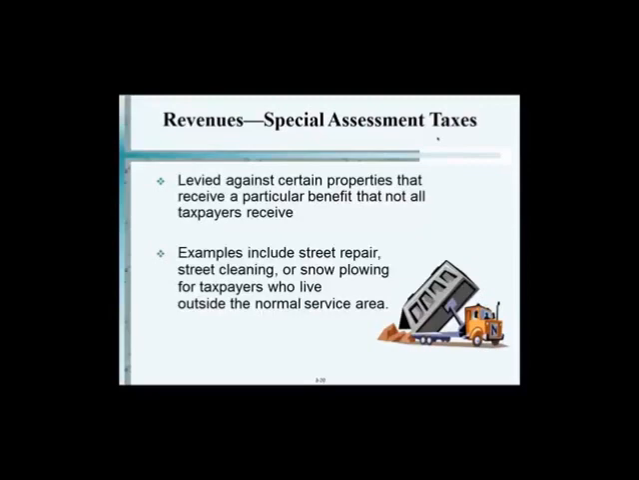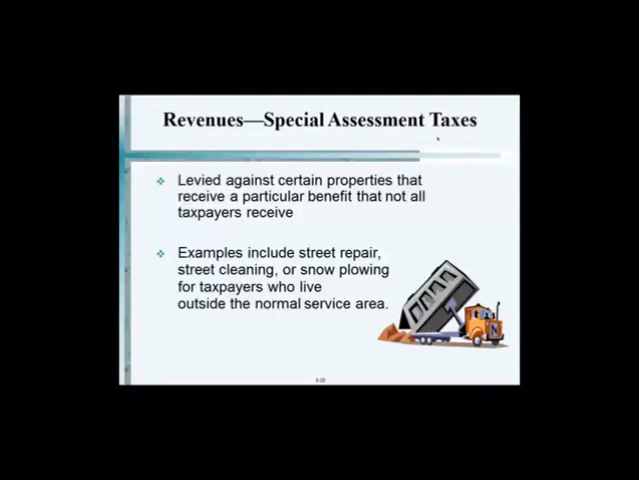And I'll go through these quickly. You can read about this. It doesn't happen too much here in New Jersey. Special assessment taxes against property owners that receive a particular benefit that's not received by all of them. So let's say there were 5 homes, and in front of each one of them, the sidewalk was totally shot. And the town says, you got to fix this.